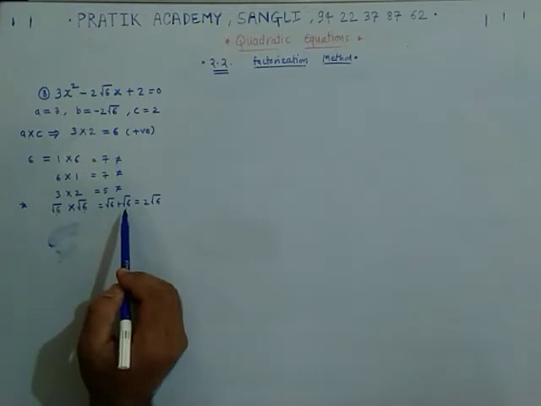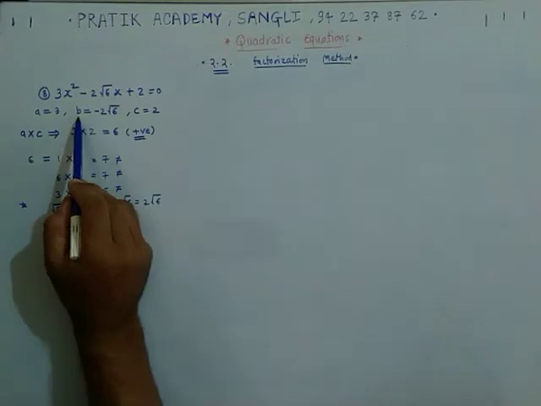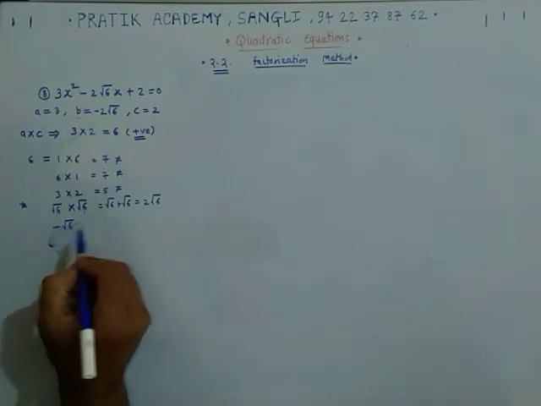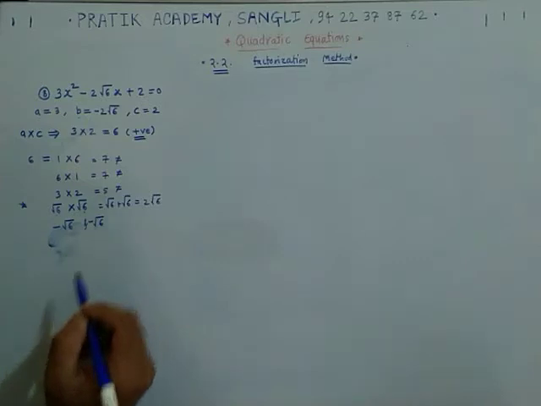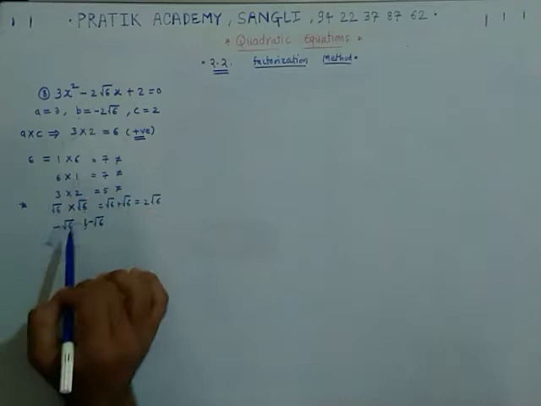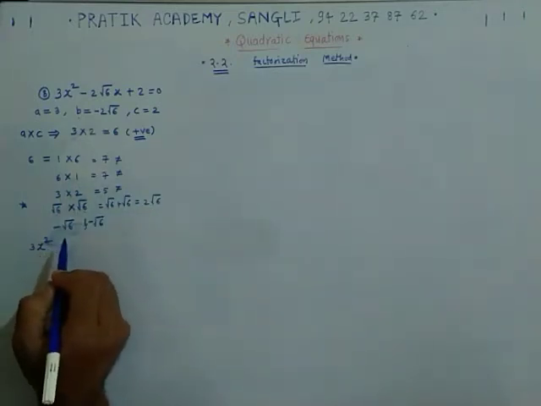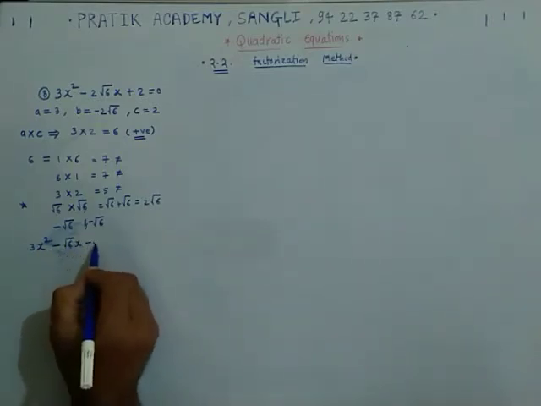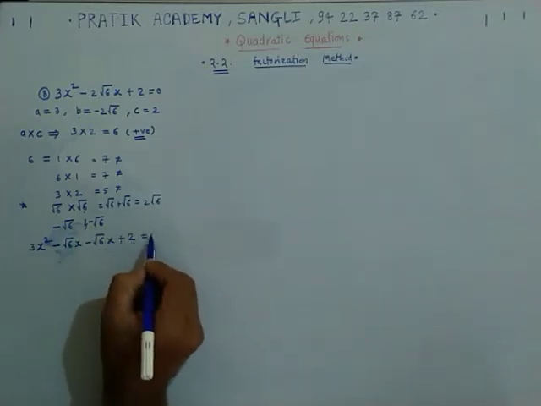Then how to decide the sign? As the product is positive, the sign of B is given to both factors. That means the two factors are minus root 6 and minus root 6. Then replace the term B by these two factors. Then our equation changes to 3x square minus root 6x minus root 6x plus 2 is equal to 0.